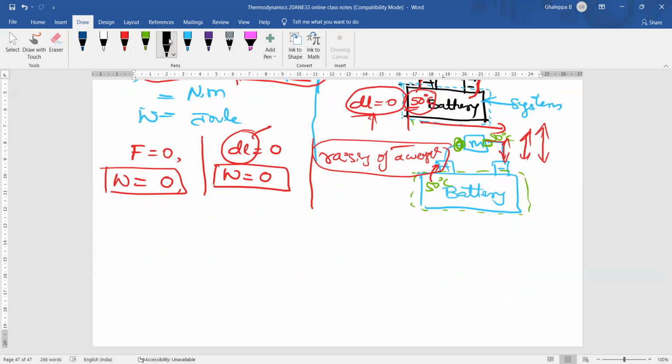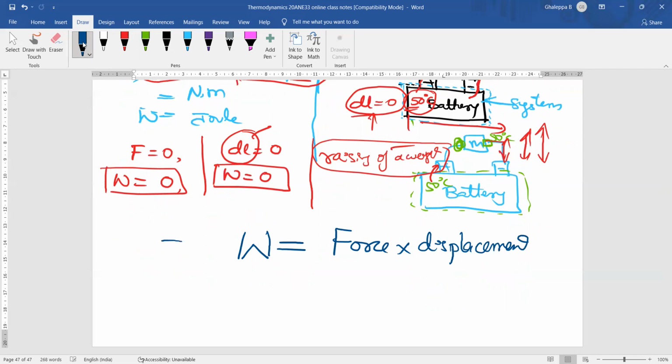The formula for calculating work done remains the same. So keep in mind, my dear students, it is a very important formula. Work done is equal to force into displacement. This is mechanical work. Okay, this formula I will convert into thermodynamic work by putting some simple formulas.